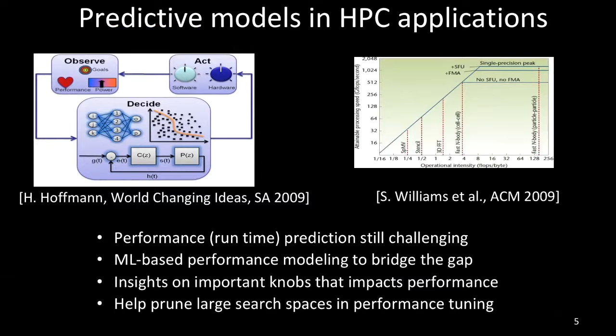Machine learning performance modeling can bridge this gap, and moreover, these models can help us understand or find knobs that impact the performance, and we can use those models for, let's say, doing ensemble jobs with Balsam workflows, or use those models to do performance tuning, or find the right set of configurations that will make this application run well on the particular target architecture.